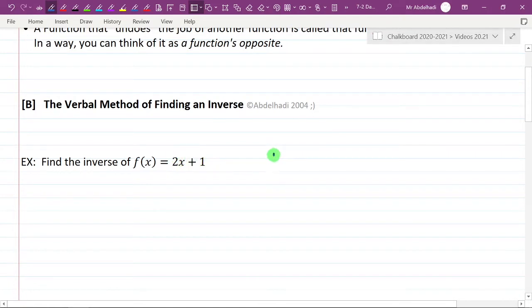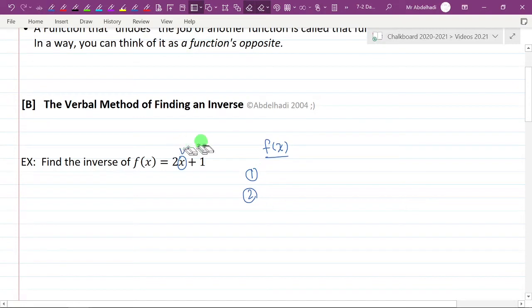So here's what we're going to do. Here's how you do the problems for the verbal method. You take the name of the function, in this case it's f of x, and you're going to make a column for f of x. And you're going to tell me what this function does. Make a list of steps. So let's start off with x here. There's the x. What happens to the x in this function? Well, the first thing is it gets multiplied by 2. The second thing is you add a 1 to it.